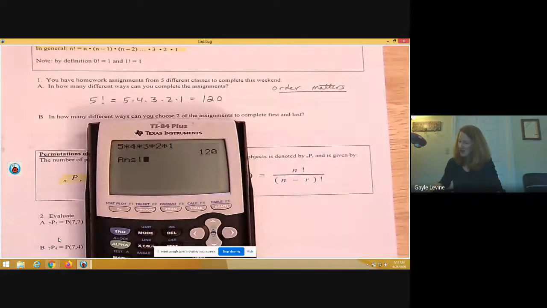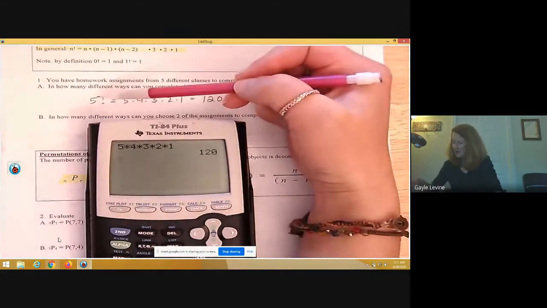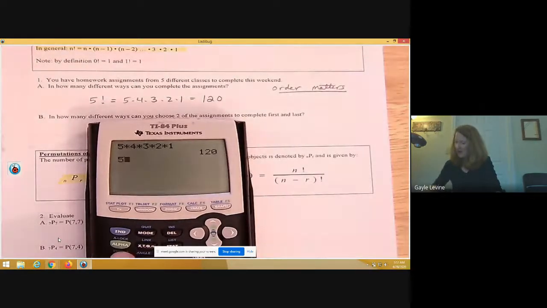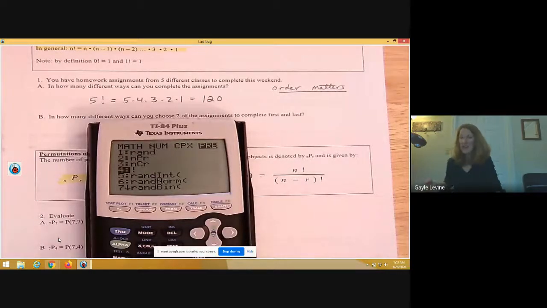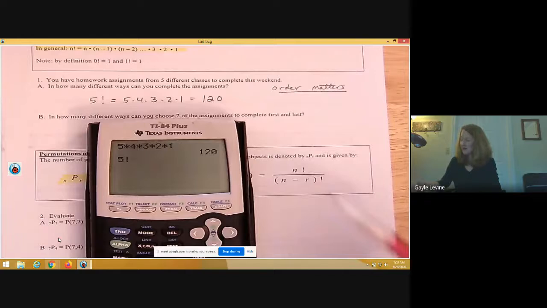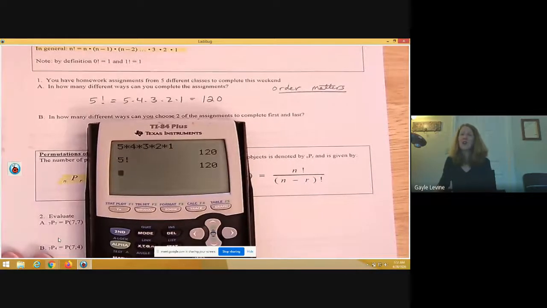And I just did something wrong, because I do this a lot. I did the 120 and then the factorial, and that's not what I want. So I'm going to hit clear, and that's fine, but you have to put the number in first. So I'm going to do 5 and then math, scroll to the left to probability, and go down to number 4. I can type 4 or use the down arrow to get to 4. I hit enter, and there's 5 factorial. Then you hit enter again, and that gives me the 120. So you can do all of your factorials with your graphing calculator.